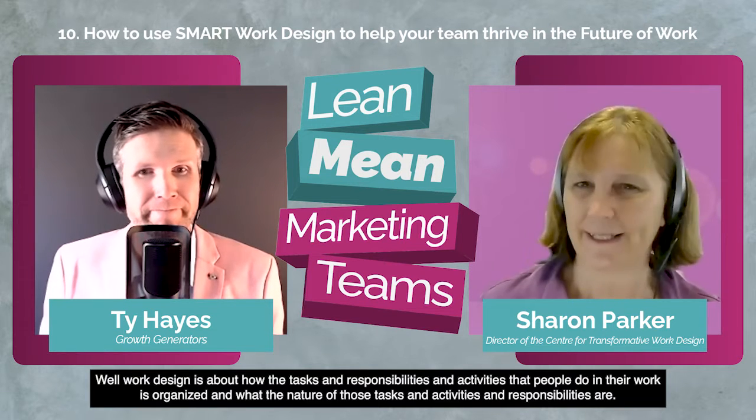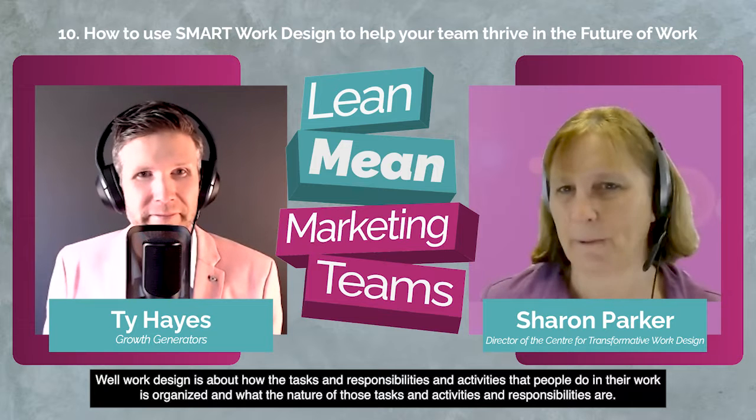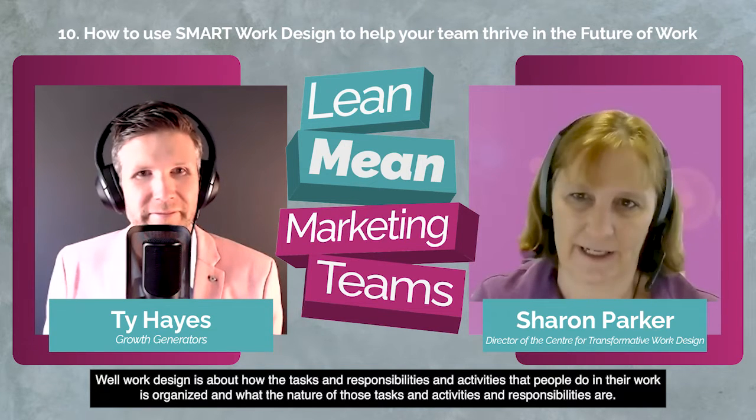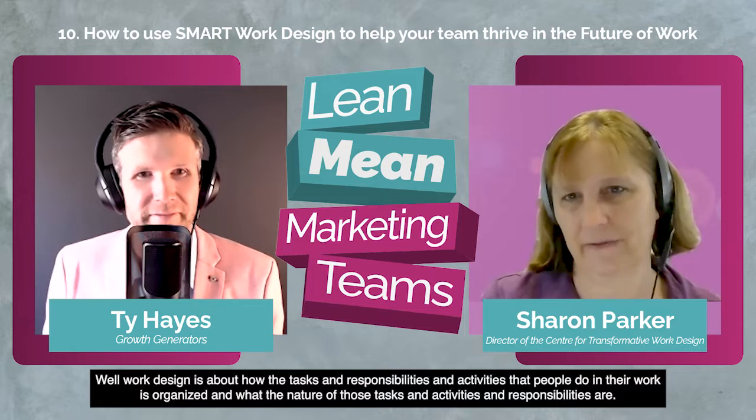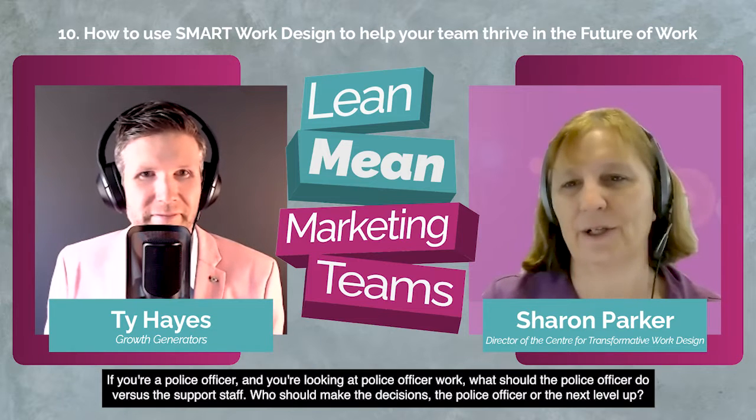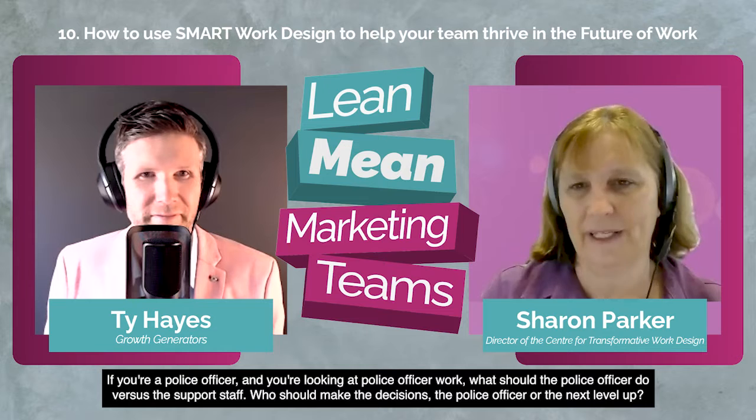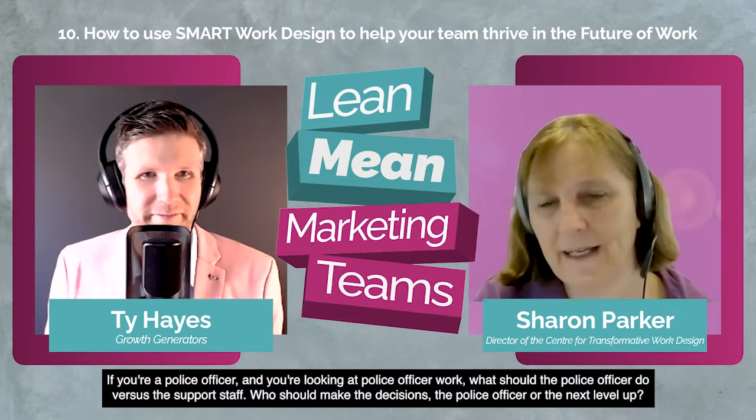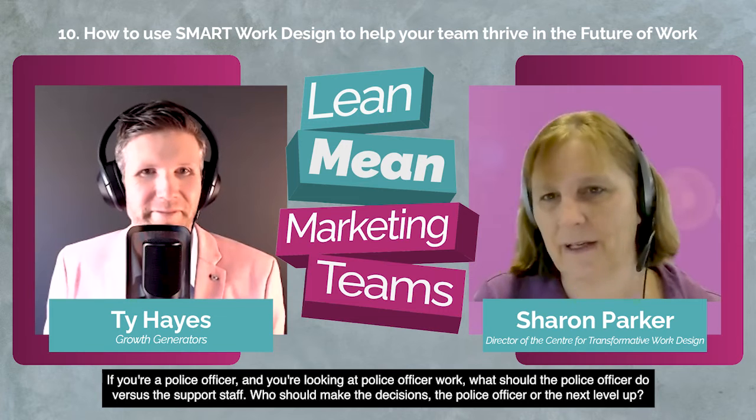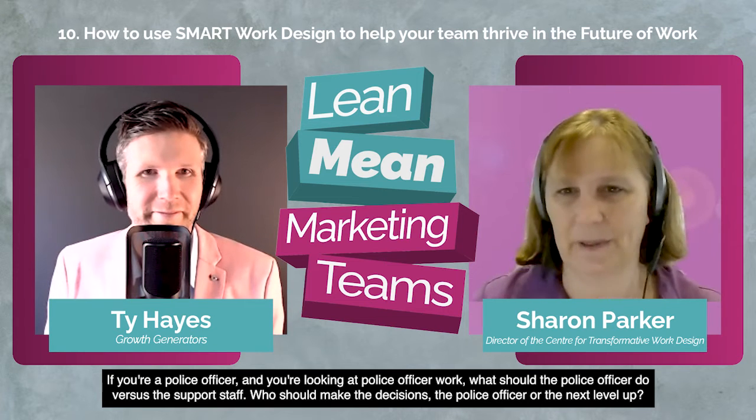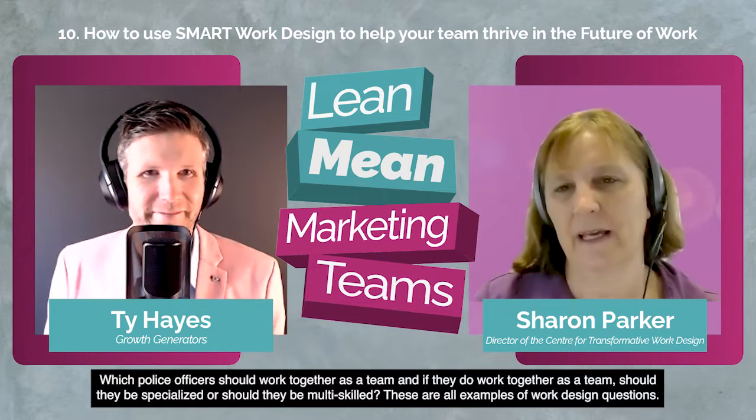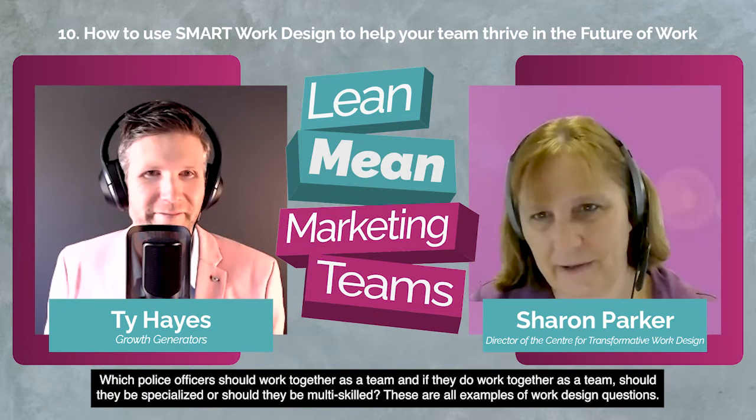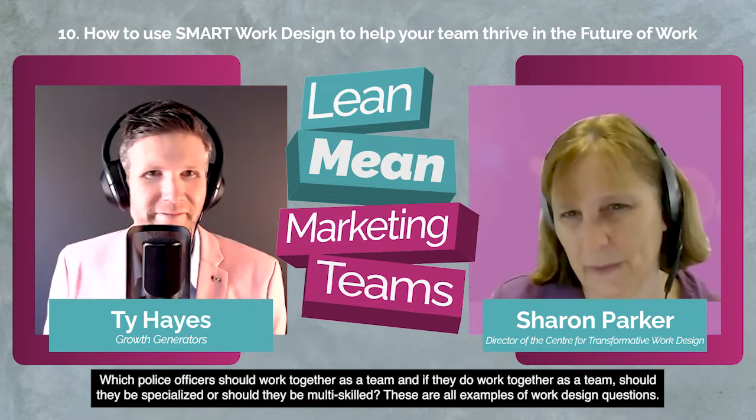Yeah. Well, work design is about how the tasks and responsibilities and activities that people do in their work is organised, and what the nature of those tasks and activities and responsibilities are. So, if you're a police officer and you're looking at police officer work, what should the police officer do versus the support staff? Who should make the decisions, the police officer or the next level up? Which police officers should work together as a team? And if they do work together as a team, should they be specialised or should they be multi-skilled?